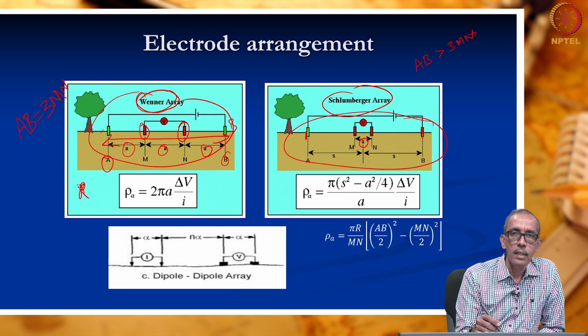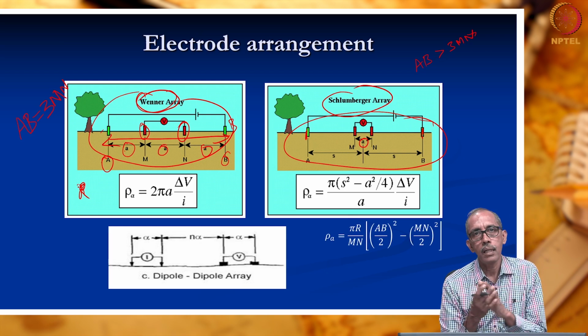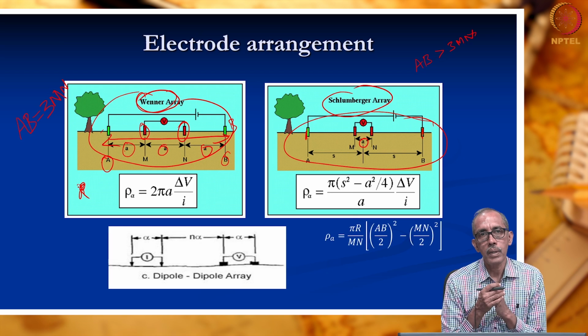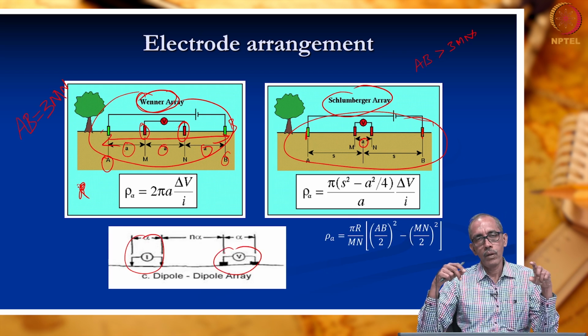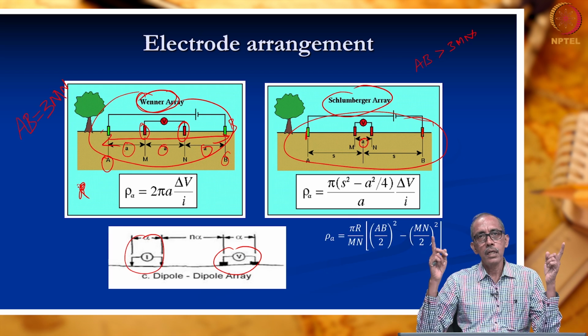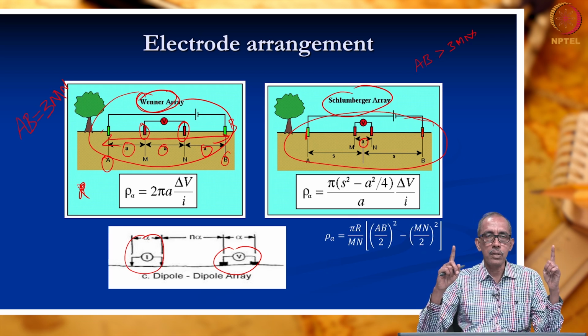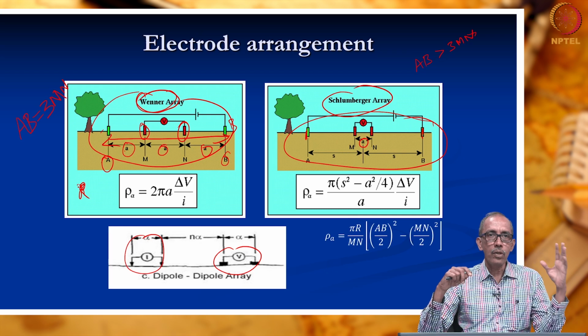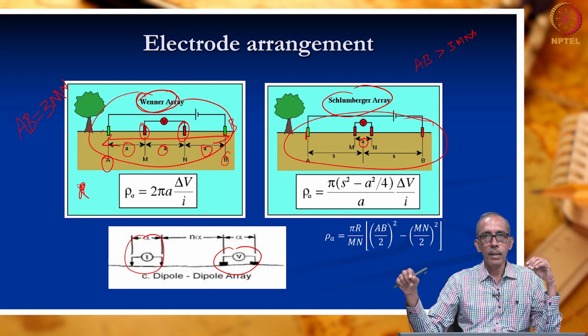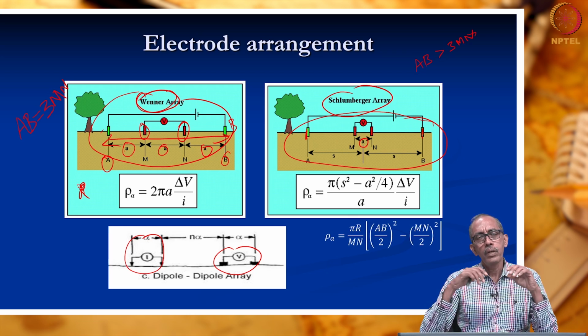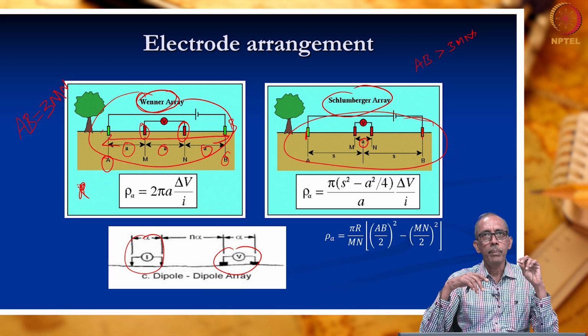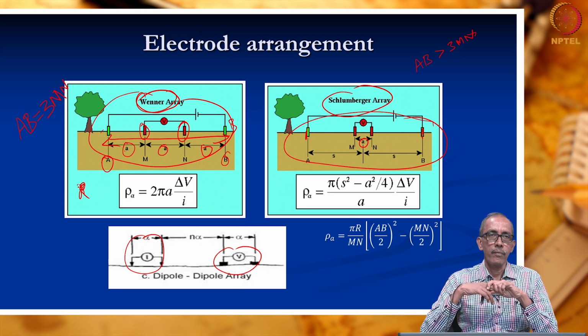Then the another configuration known as dipole-dipole configuration is a little bit different than the previous methods, because here current electrodes and potential electrodes are kept as separate pairs. Whereas in the previous method, potential electrodes were arranged between the current electrodes. Whereas here, current electrodes are a separate pair, potential electrodes are kept as a separate pair. Now we have seen how electrodes are arranged in these three important electrode arrangement methods.